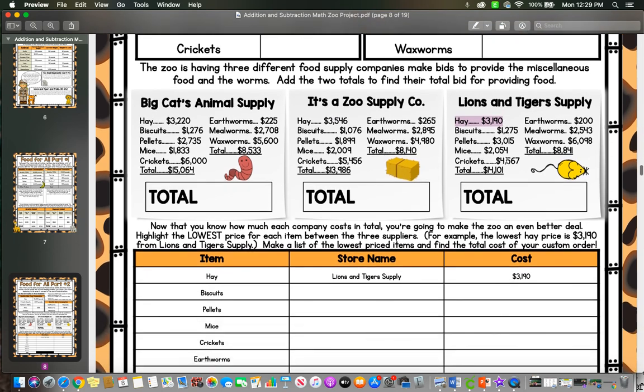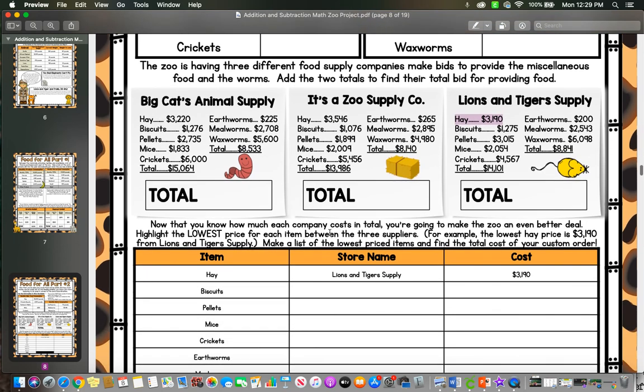Okay. Now that you know how much each company costs in total, you're going to make the zoo an even better deal. Highlight the lowest price for each item between the 3 suppliers. For example, the lowest price for hay is $3,190, and we know that because when we compare these 3 companies, this one is the smallest number, the lowest price, right? So then you're going to go ahead and in Kami, you're going to use your highlight tool, and you're going to highlight that. So whichever one is the cheapest.